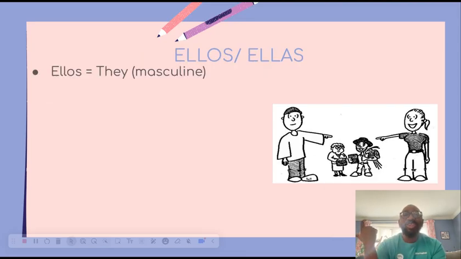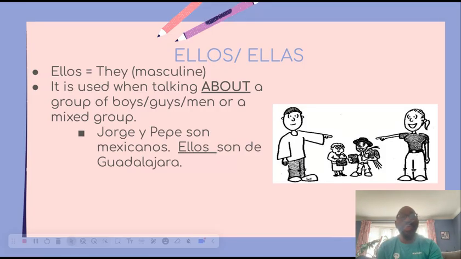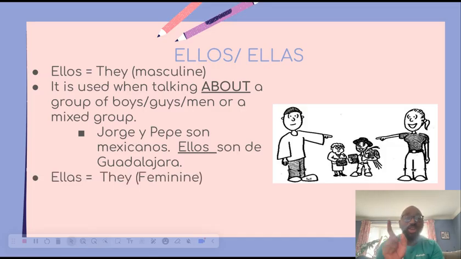Ellos is the they for a group of men or a group similar to nosotros that's mixed with men and women. Ellos son mis amigos. It doesn't mean that they're all men necessarily, just means that there's at least some men in the group that I'm talking about. And as you might guess, ellas is going to be our group of all women. When there's only girls, we are going to say ellas. All right? Es todo.